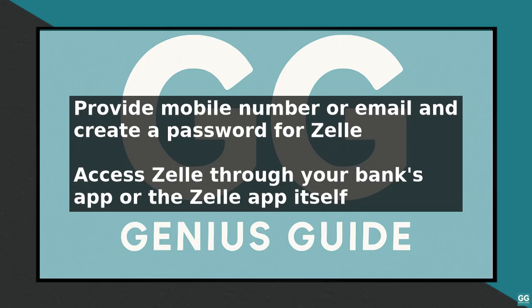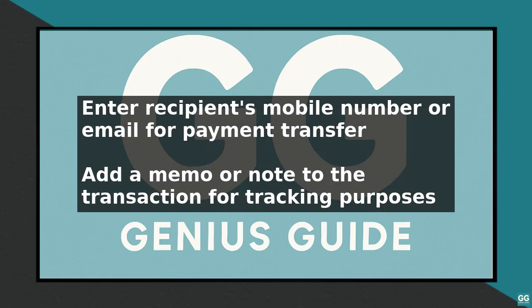Next, enter the amount you wish to send and select the account you want to use for the payment. You will have the option to add a memo or note to the transaction, which can be helpful for tracking the purpose of the payment. After reviewing the transaction details, confirm the payment. The recipient will typically receive the funds within minutes, although processing times may vary depending on the recipient's bank.